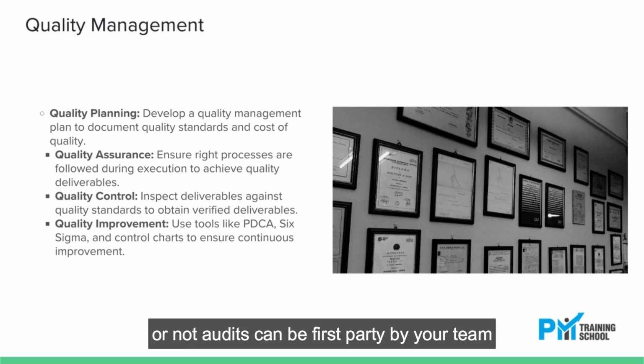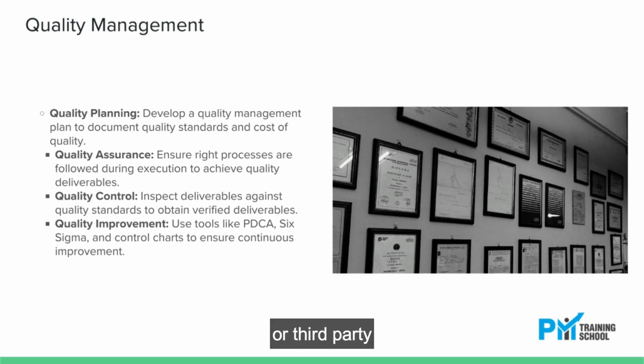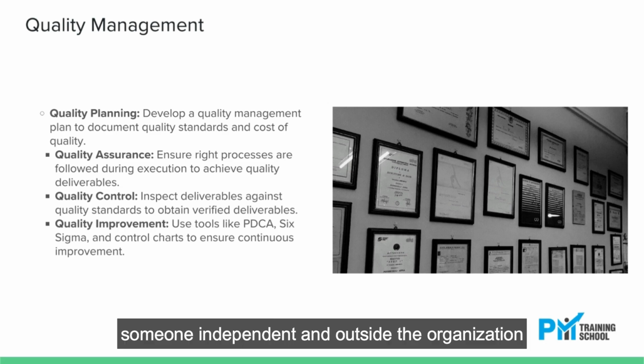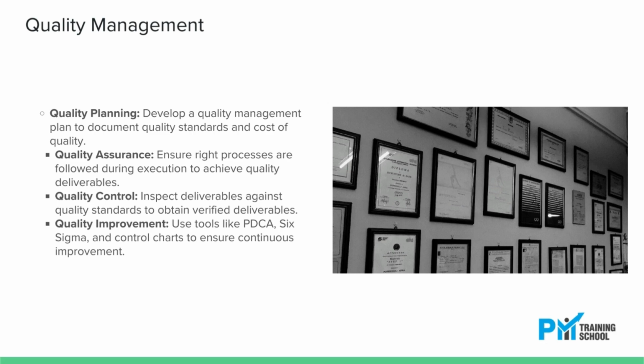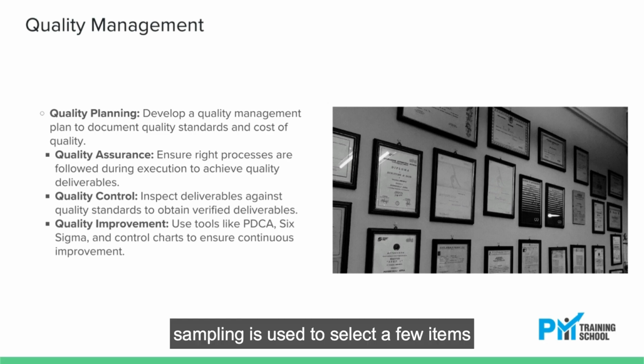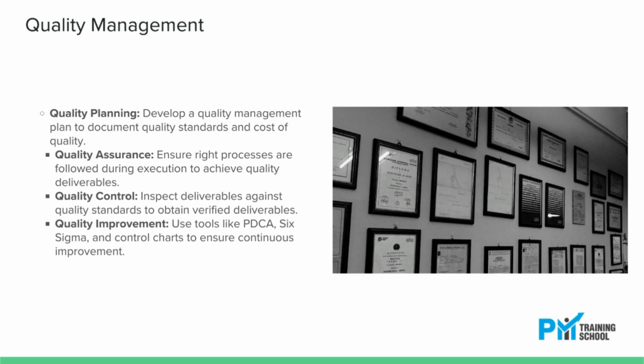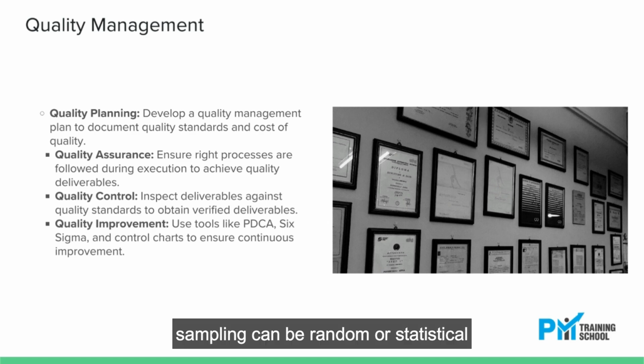Audits can be first party by your team, second party someone else from the organization, or third party someone independent and outside the organization, which is recommended. Sampling is used to select a few items from a large quantity of data. Sampling can be random or statistical.